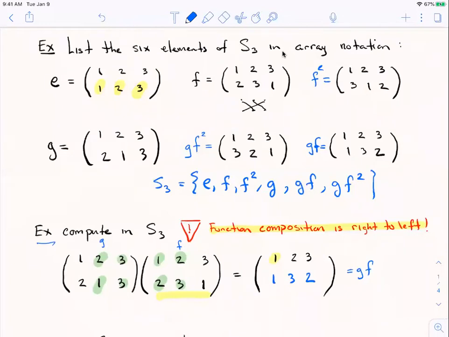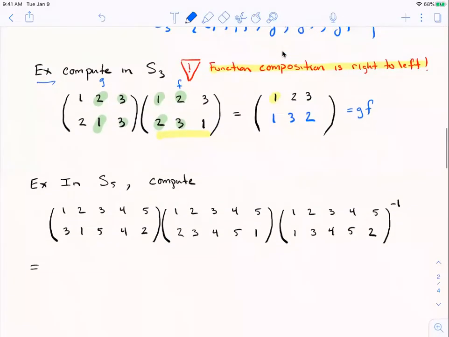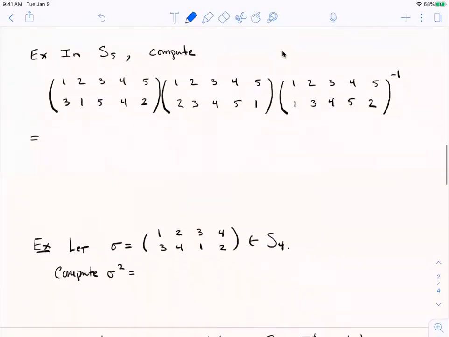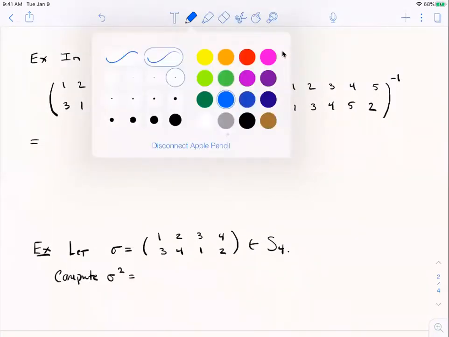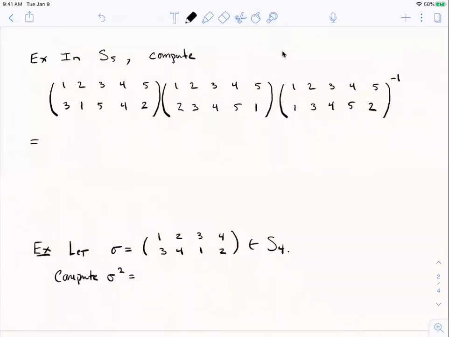Cool. Let's practice a little bit more here. In the second example, I've got a setup. I didn't name these things, but I've got some permutations in S5. If you want to give them names, we could write the names above them, but these arrays define them, and I want to compute this composition.